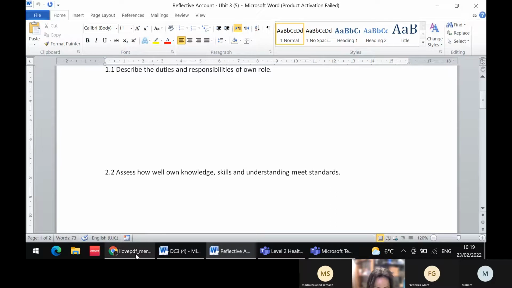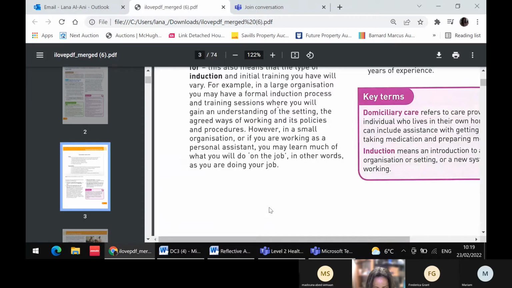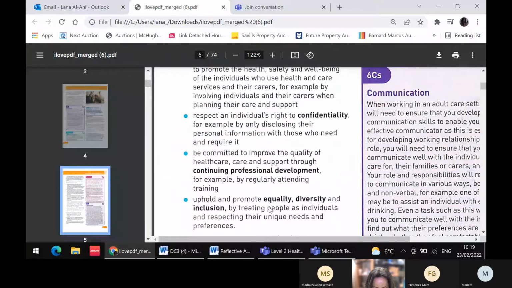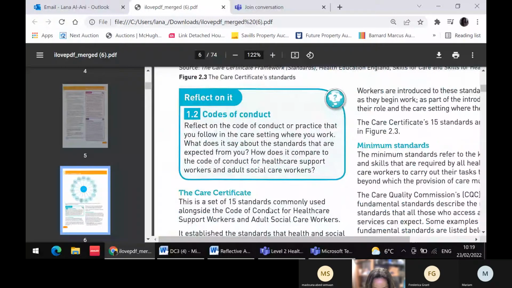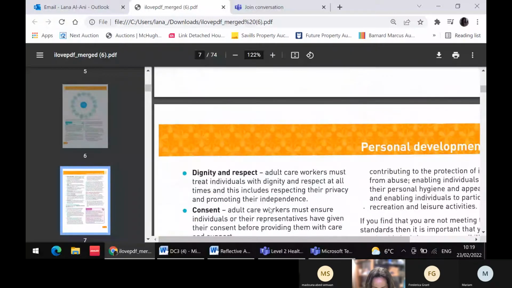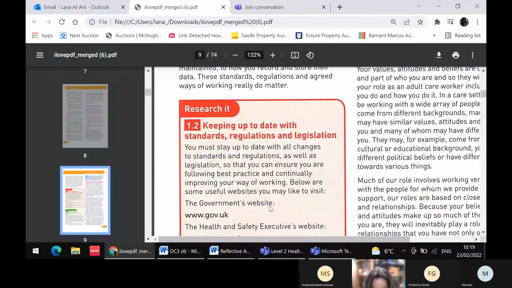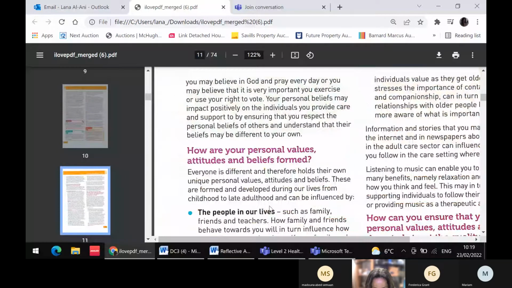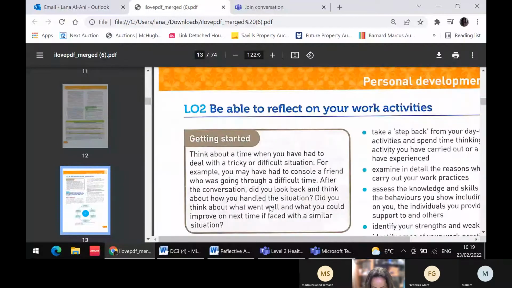So if I go to 2.2, we will come back to this. We're passing it now because it's in the reflective practice, so don't worry about it. I'm just following the question numbers, and then we can go back and do the other ones as a reflective account. So if we go here, 2.2 still.